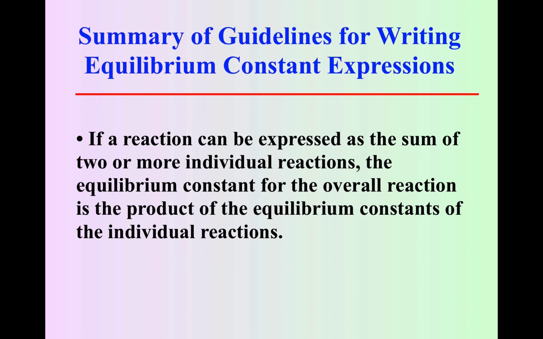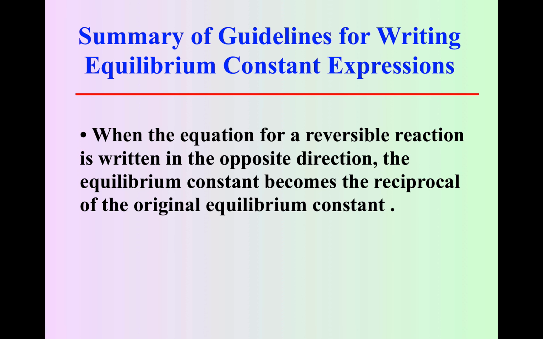If a reaction can be expressed as the result of 2 individual reactions added together, the overall K value is the product of the 2 equilibrium constants. If we turn the reaction around, having a K value going in the forward direction, the K value for the reverse reaction is the reciprocal. So divide it into 1.